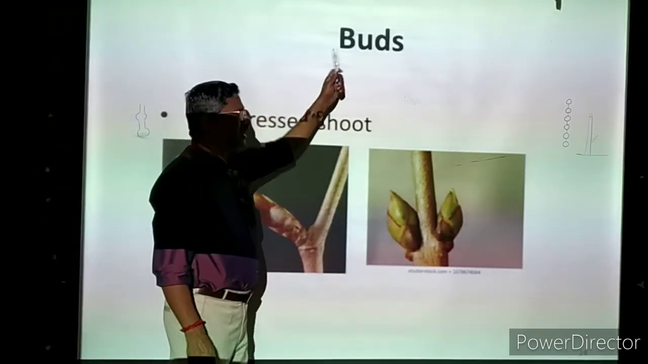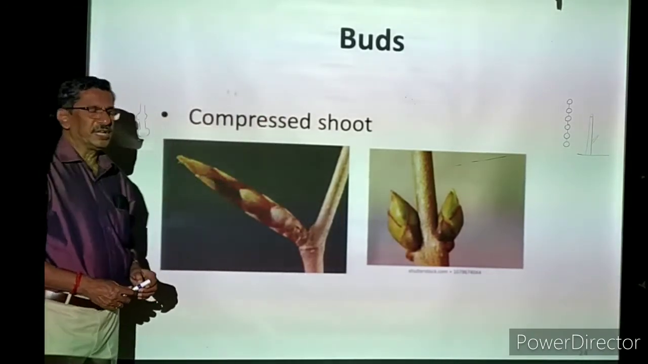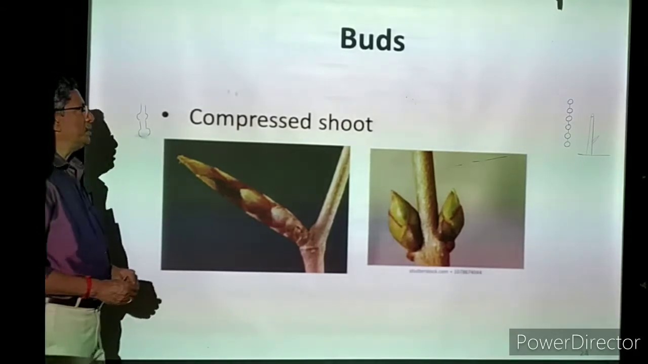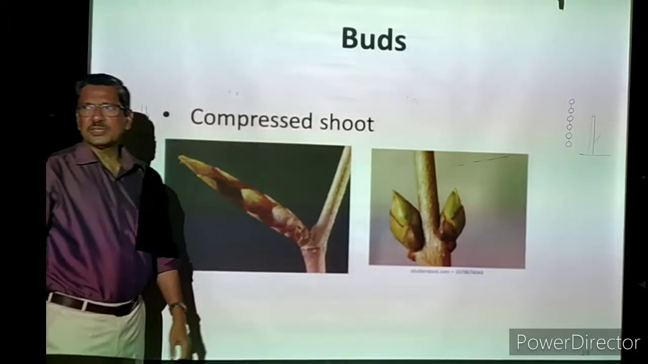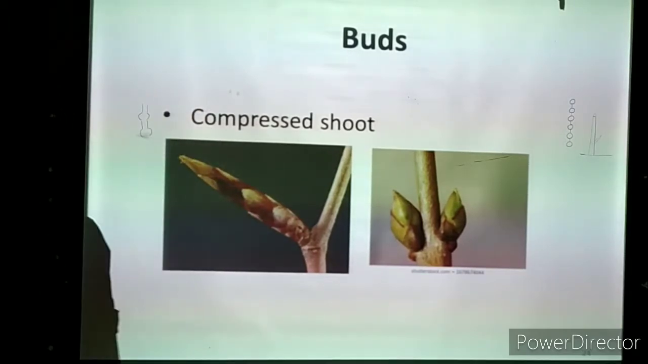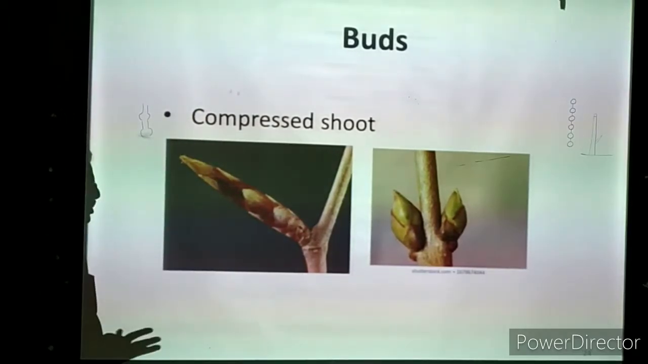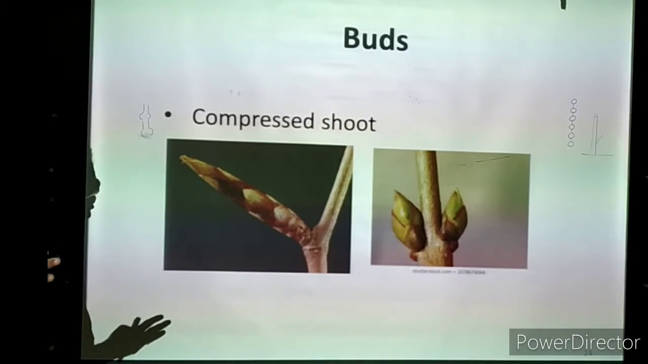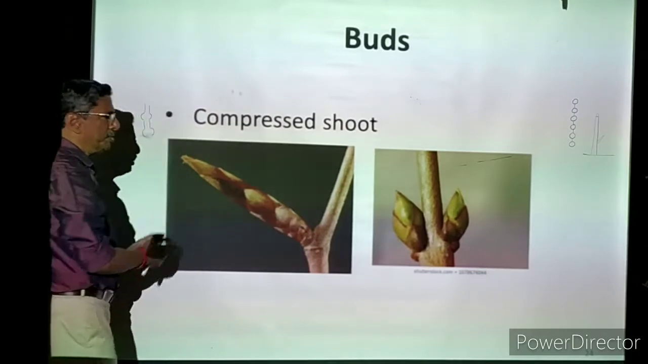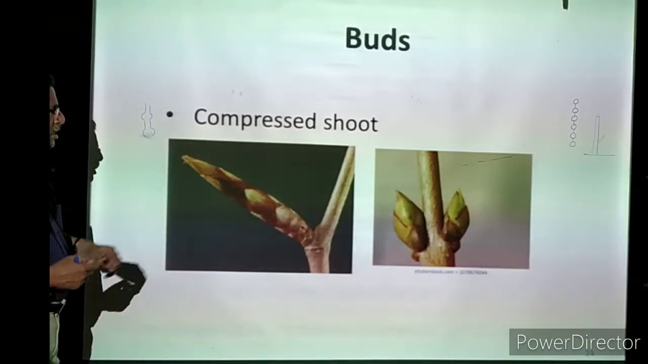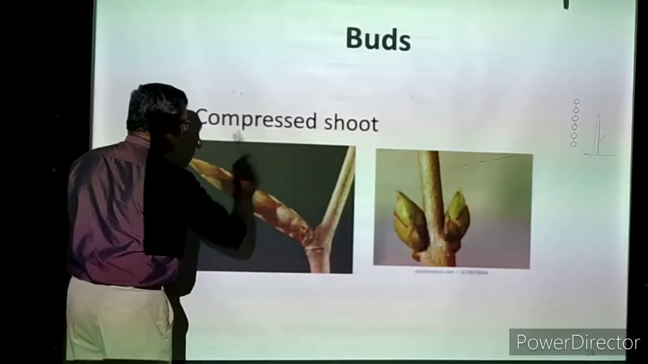There are two types of buds. Based on their position, we can classify the buds into two types. Now actually the buds are called a compressed shoot. Now already we have studied what are the parts present in the shoot system: the stem, branches, nodes, internodes, leaves, etc. That is called a compressed shoot. It is a compressed form. It is not a well elongated or expanded form.